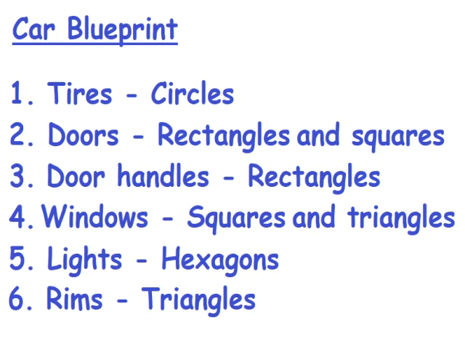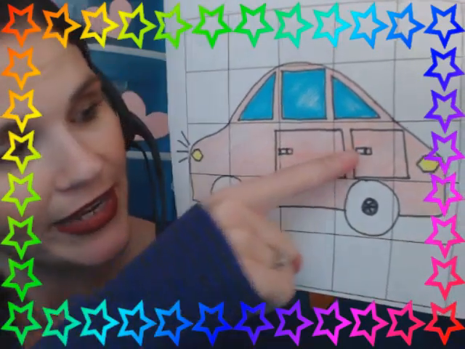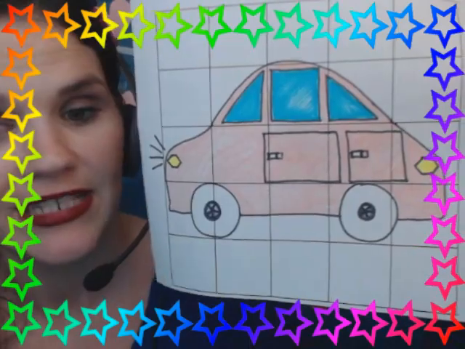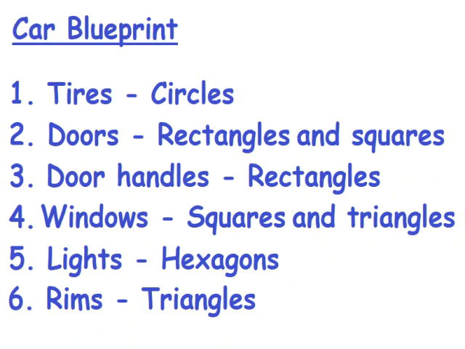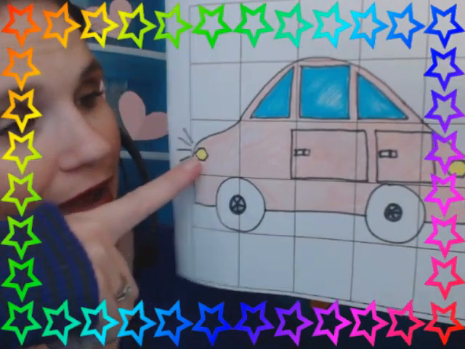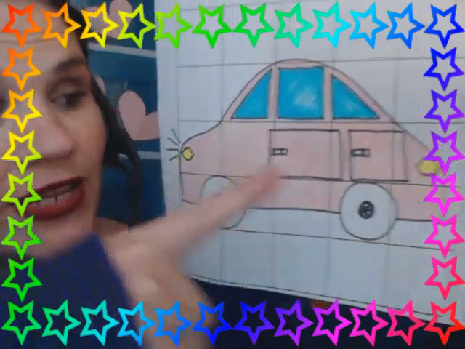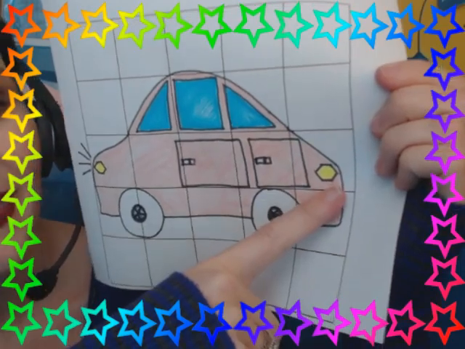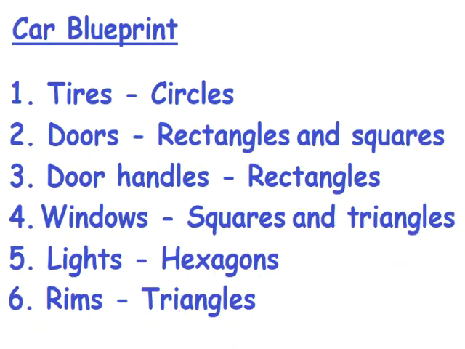Let's look at number three. Door handles. Those are going to be rectangles. Here are my door handles that I pull my door open with. They're both shaped like rectangles, so we're good to go with that one too. All right, now my lights. Remember, that's where I said I was going to squeeze those hexagons in there because those are odd shapes. So I drew a hexagon with 6 sides in the front and a hexagon with 6 sides in the back for my lights.